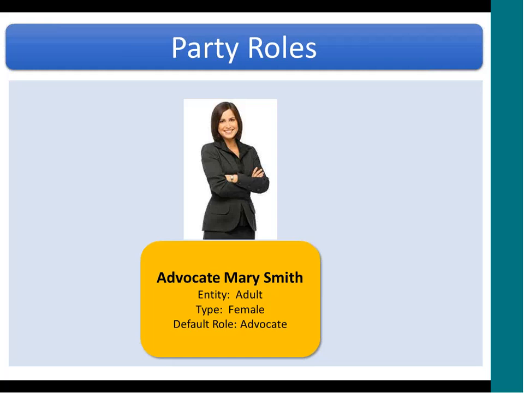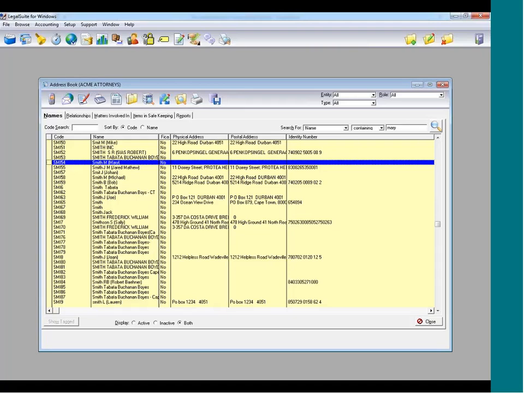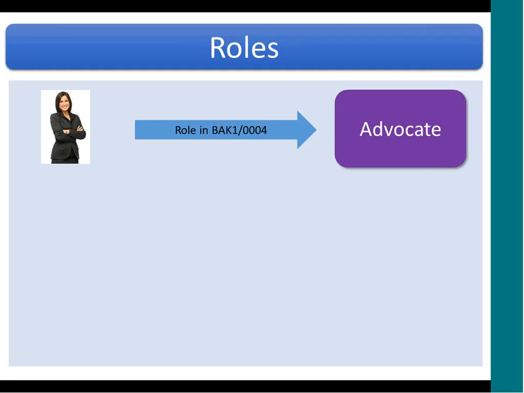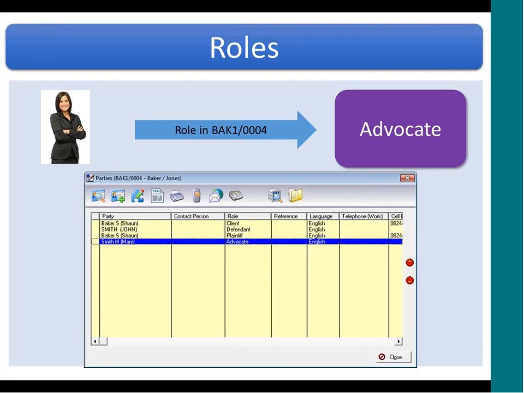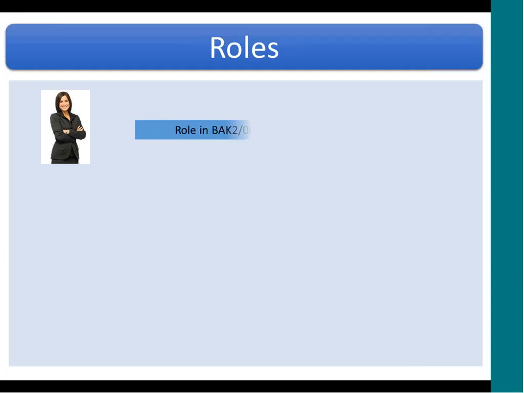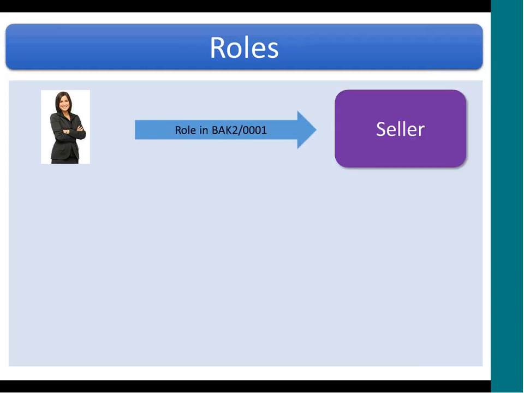Now she can play different roles in different matters. First matter, BAK1004, she's the advocate. And there's the parties for this matter screen, and it shows you for BAK1004, she is the advocate. Now there might be another matter where she comes to you and she's now the seller. She's selling her house, so she's not acting as an advocate in this matter. She's a normal seller coming in to sell her property. Then if you look at the parties for this matter, she'll be the seller. So it's the same person. She only appears in the address book once, but she's playing different roles on different matters.